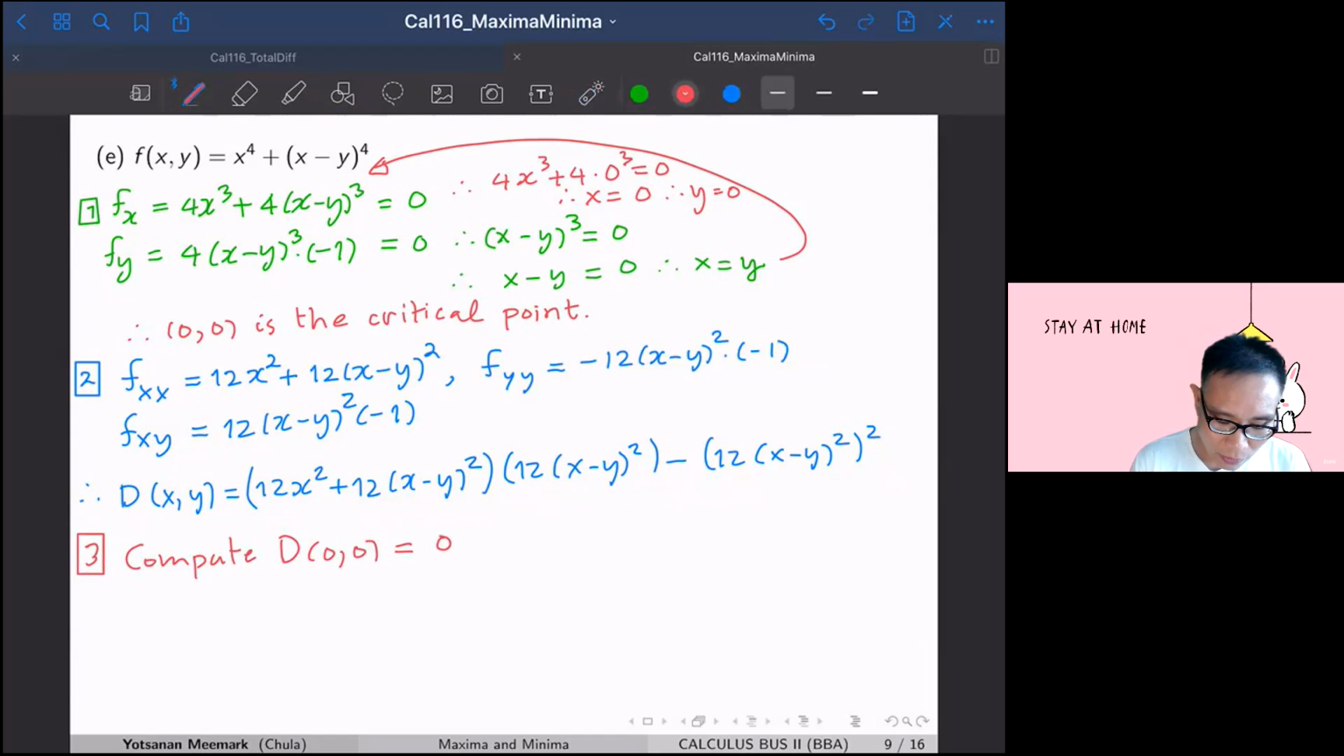And when you have D equal to 0, the second derivative test is inconclusive. So you don't have any information on the conclusion yet. It's inconclusive. You are not able to conclude anything yet, because D at (0, 0) turned out to be 0. So we need to do some analysis here.